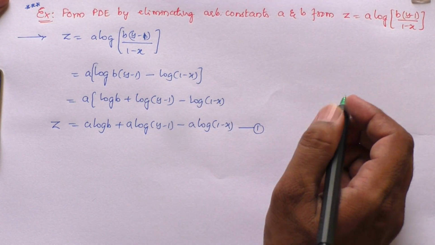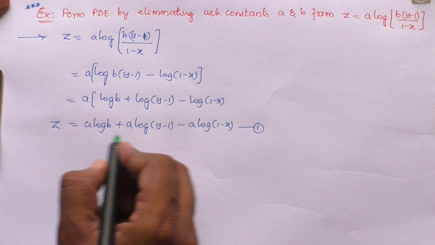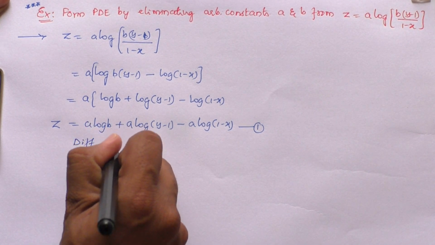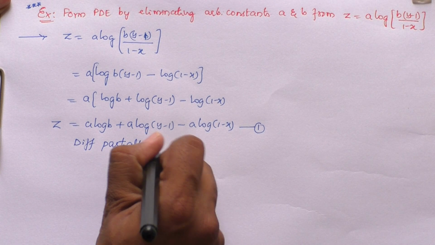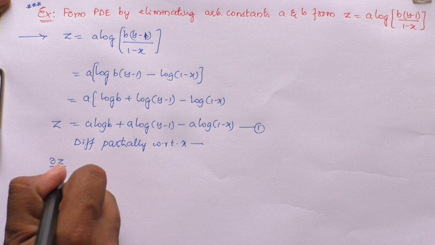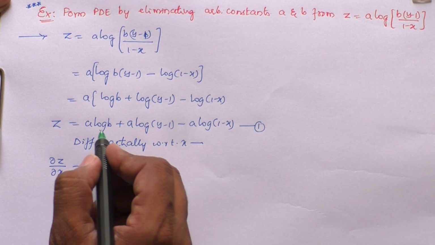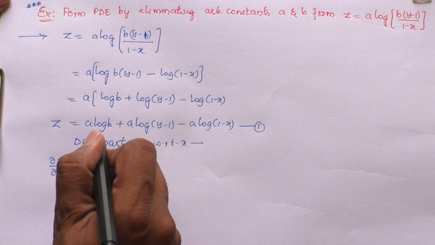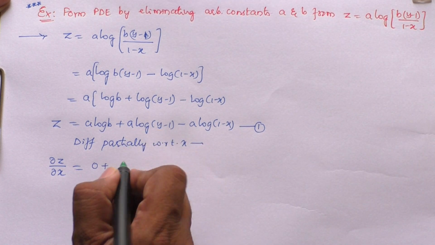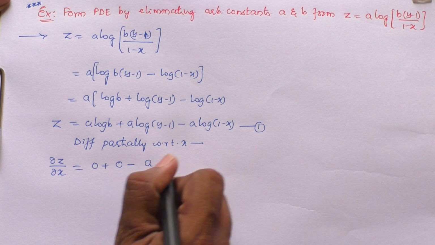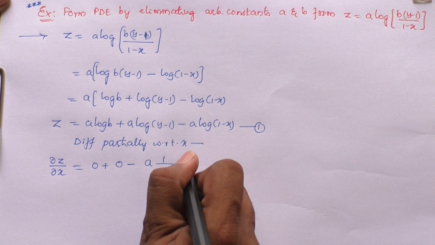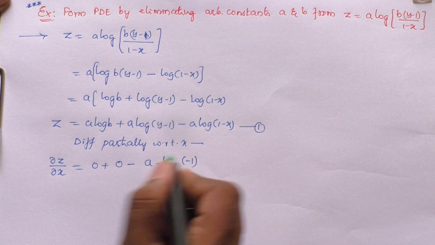So now once you get this, then you go for differentiating this with respect to x and with respect to y. So let us differentiate partially with respect to x. So when you differentiate with respect to x, what do we get? ∂z/∂x. With respect to x, other than x, treat it as constant. So a log b is constant, differentiation 0. Log of (y minus 1) constant, 0, minus a log of (1 minus x), log x differentiation is 1 by x, so that is 1 by (1 minus x), into the derivative of (1 minus x), which is minus 1.